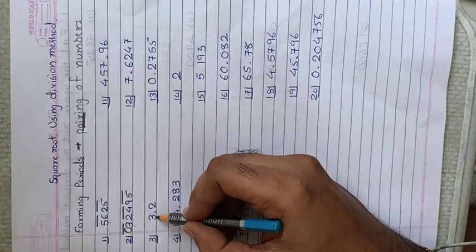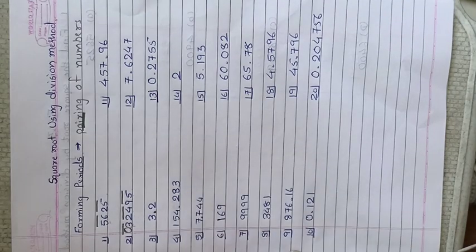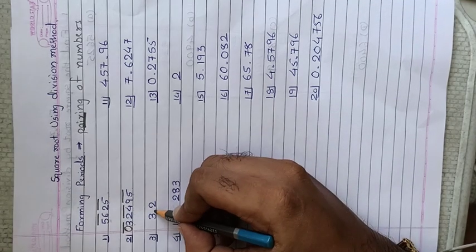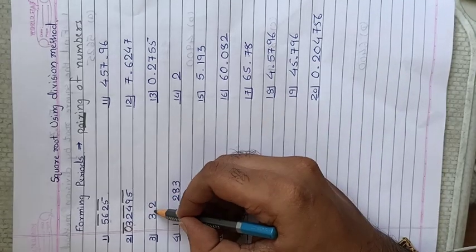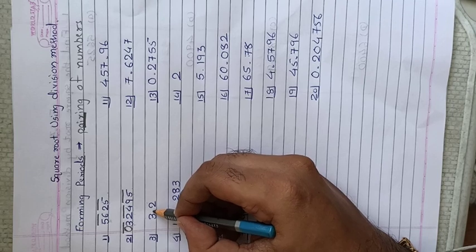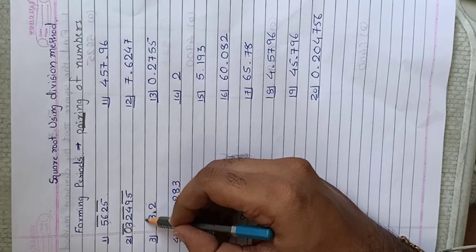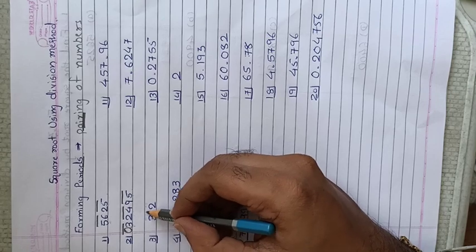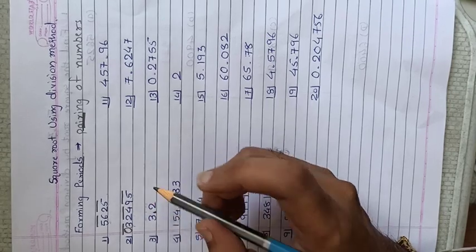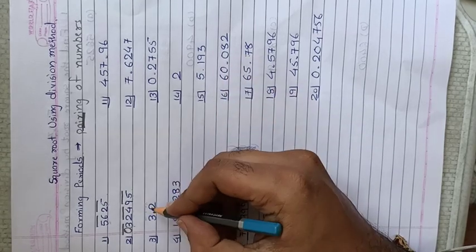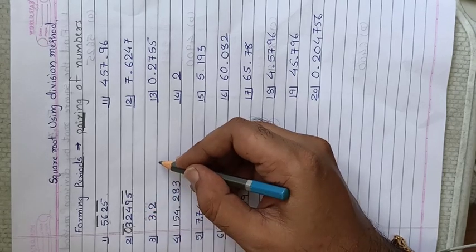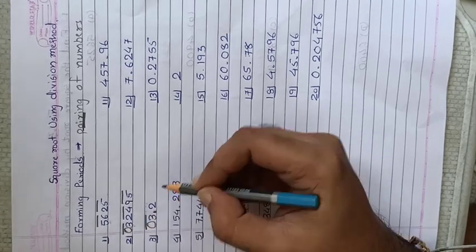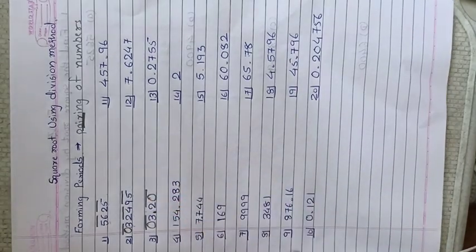The next is 3.2. Now we have a decimal point. As I told you, you should start from the decimal point. Now here there is a decimal point, so the period will not be 32. It will be incorrect, because the decimal point should not come in the period. If you make 32 a period, the decimal point will come in the period. So this will be incorrect. For that you have to make two periods: one period before the decimal point, one more period after the decimal point. That means 03 and 20. Hope you understood this.